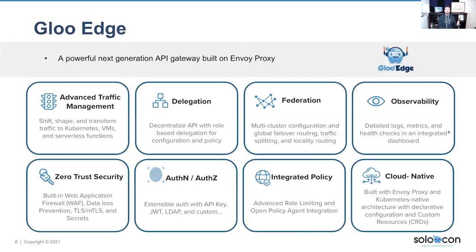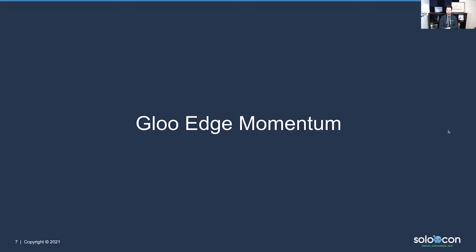It comes with a number of exciting features: advanced traffic management, delegation, federation, which we'll go deeper on today, observability, zero trust security, so you have WAF and some features there, authentication and authorization, integration policies like advanced rate limiting, which are key to an API gateway, and it's cloud native. So all those skills that you've learned as a cloud native architect or DevOps or SRE, they apply to Gloo Edge as well.